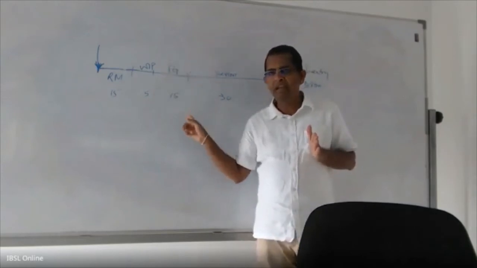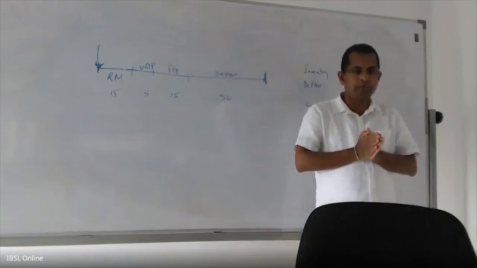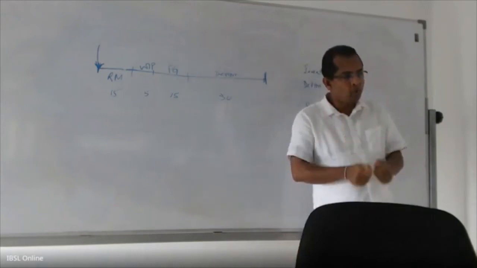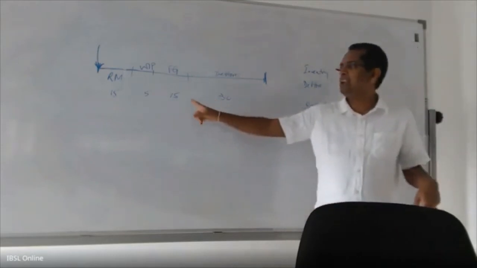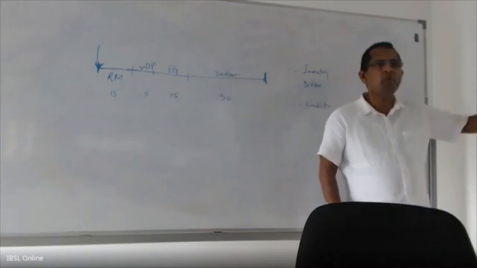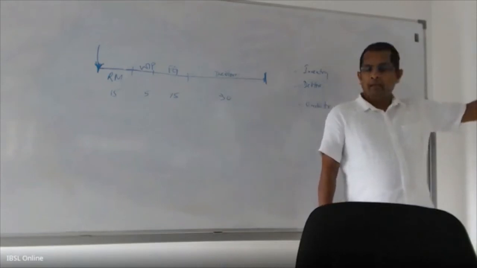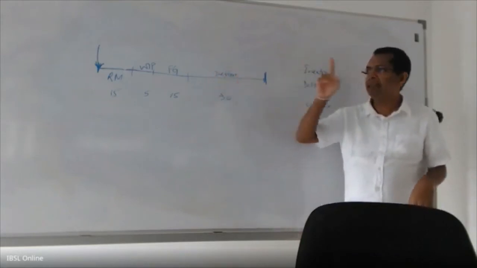What does 15 days of finished goods mean? If production also stopped, I have goods enough to feed the market for 15 days. No production coming in, but still I have stocks to send to the market for 15 days. What does debtors 30 days mean?